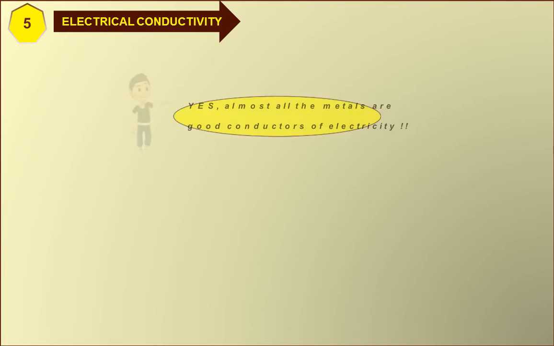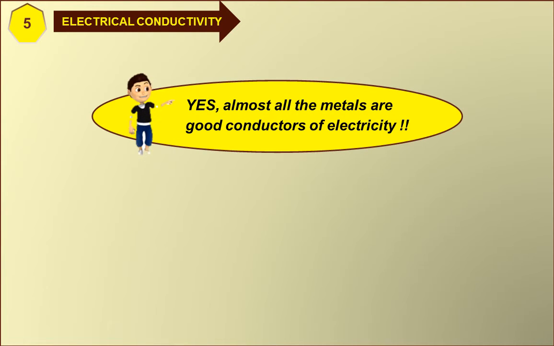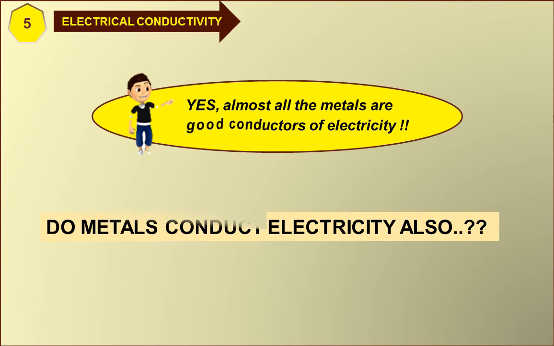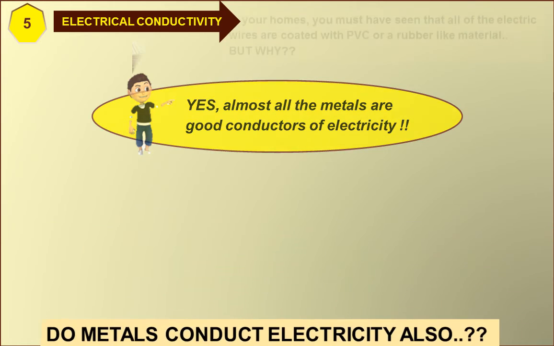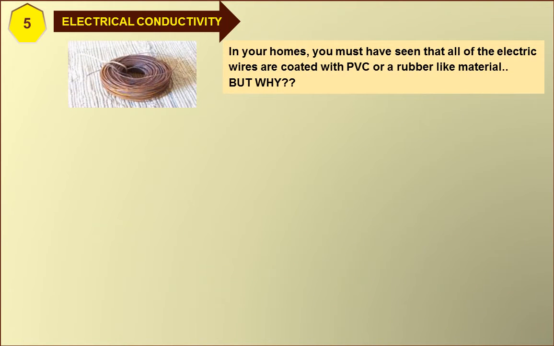Another physical property we are going to discuss is the electrical conductivity. As we have already discussed that metals are good conductors of heat, but do they conduct electricity? You must have seen in our homes all the electric wires are coated with PVC or a rubber-like material. But why? Are metals really good conductors of electricity?